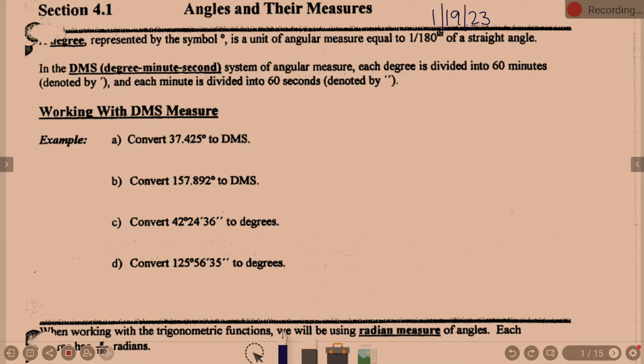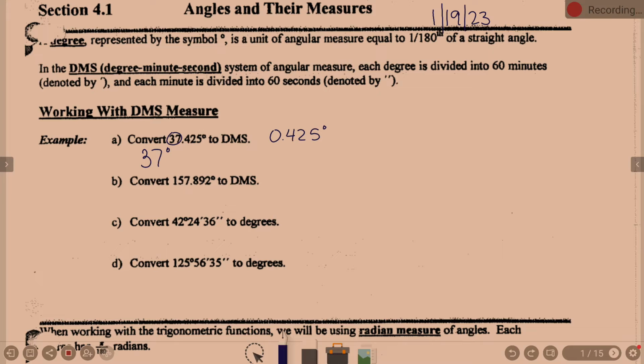We're breaking this into degrees, minutes, seconds. How many degrees are there? 37. Okay, so we know that there are a whole 37 degrees, yes? Now, that means the 0.425 degrees represents the minutes and seconds. So what we're going to do is take that 0.425 degrees that is left.